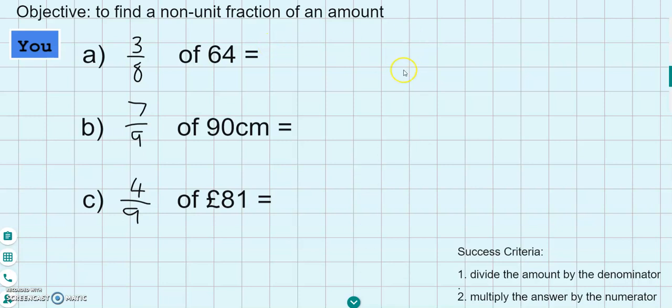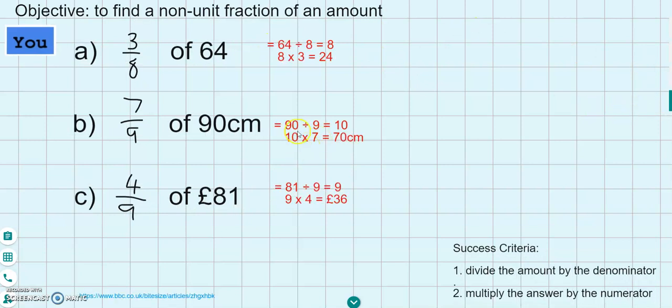Okay, well done. So you should have gone through these questions. Let's have a look at the answers. Have a look through these answers on your own.